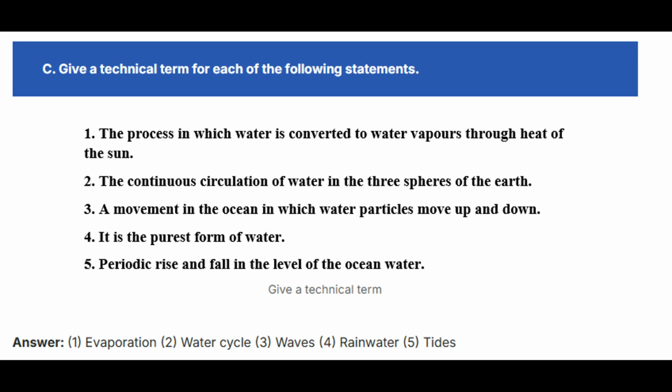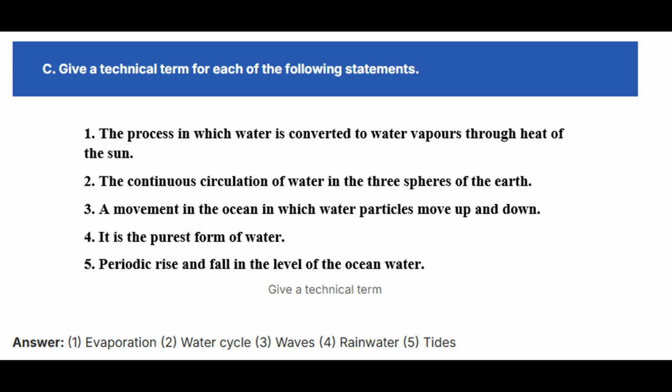C. Give the technical term for each of the following statements. First, the process in which water is converted to water vapors through heat of the sun. Second, the continuous circulation of water in the three spheres of earth. Third, a movement in the ocean in which the water particles move up and down. Fourth, it is the purest form of water. Fifth, periodic rise and fall in the level of the ocean water.